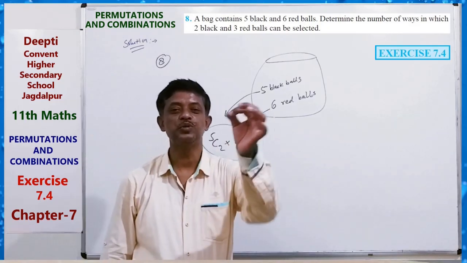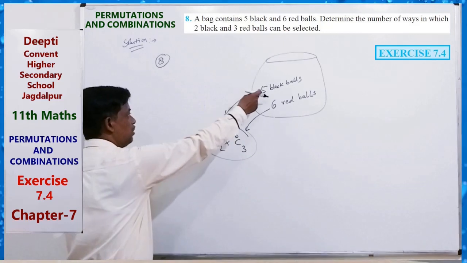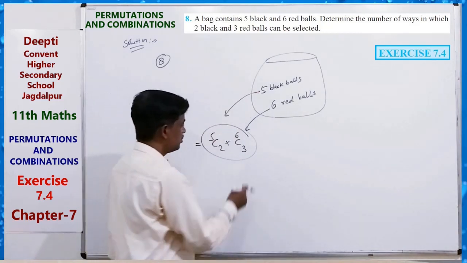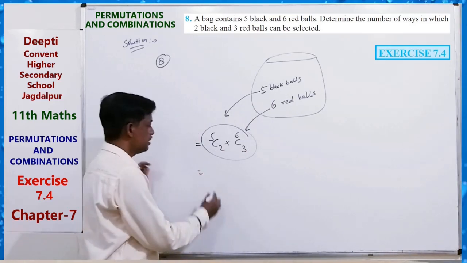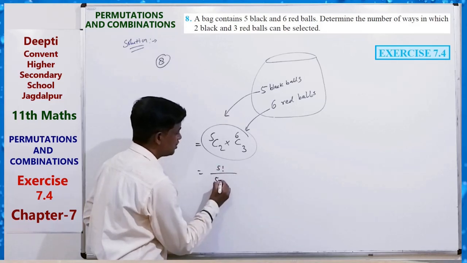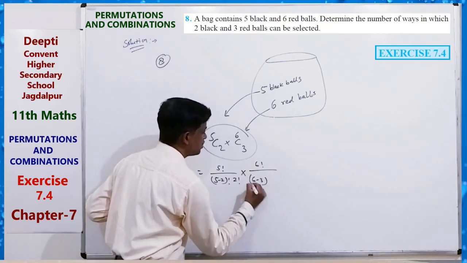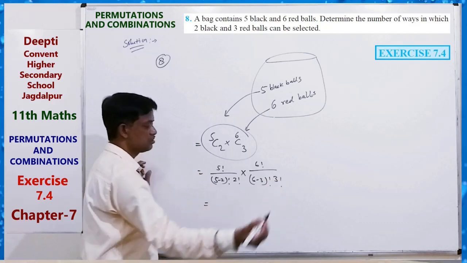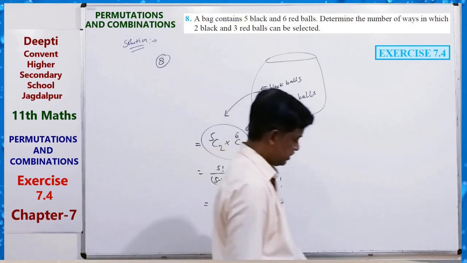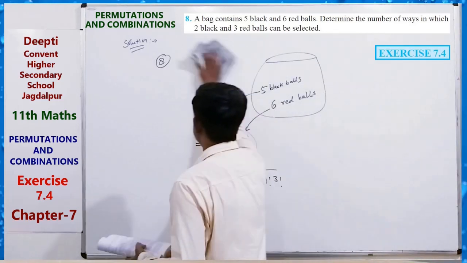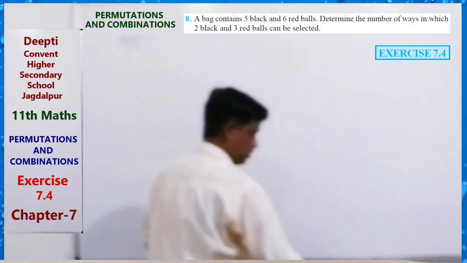2 black from 5 is 5C2, 3 red from 6 is 6C3. This is the selection process. Okay. So 5 factorial upon 5 minus 2 factorial into 2 factorial, into 6 factorial upon 6 minus 3 factorial into 3 factorial. Just you can solve it and give the answer. Okay. Question 9 solution. Now the last question is 9.